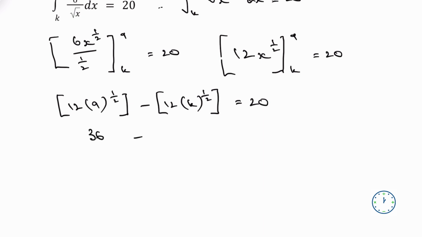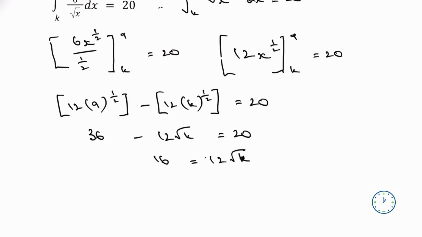And then I've got 12k to the power of a half, which I can write as 12 root k, and that equals 20. Okay, now I need to get myself sorted out with this a little bit, and it's actually not too bad, because if I take 12 root k over to the right hand side and bring the 20 over to the left hand side, what I actually get is 16 is equal to 12 root k.